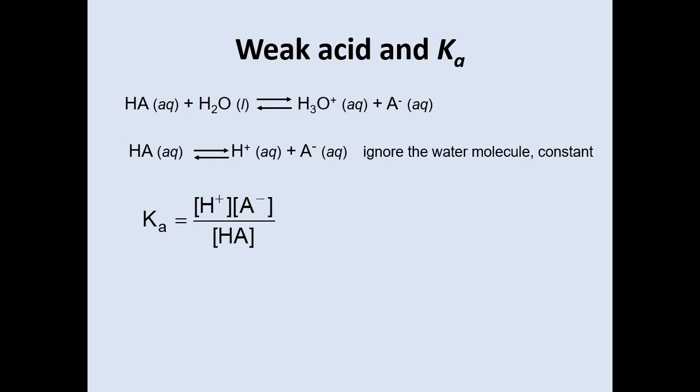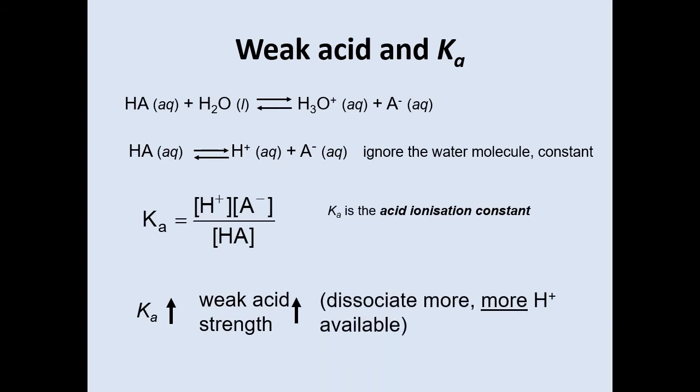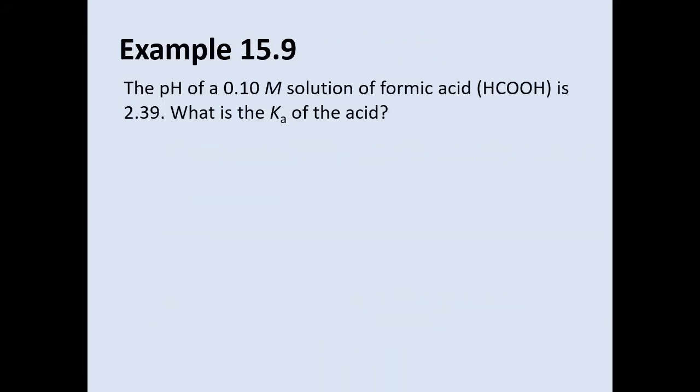But if Ka is very small, that means these two are not present in a large amount in the solution, but this one is a lot in the solution. That is why Ka will be reduced. So we know that when Ka reduces, the acid strength reduces.